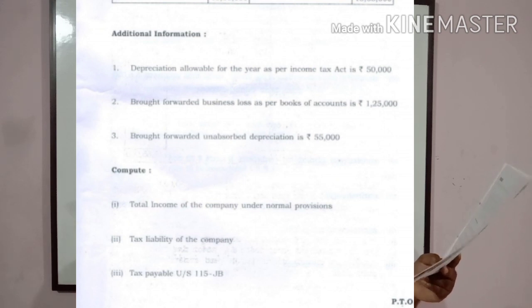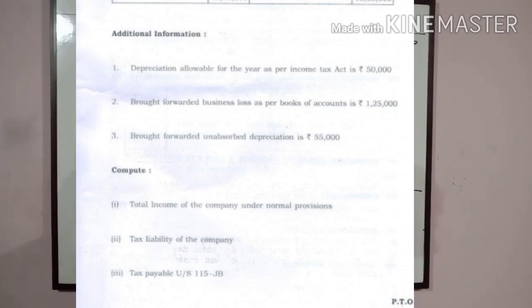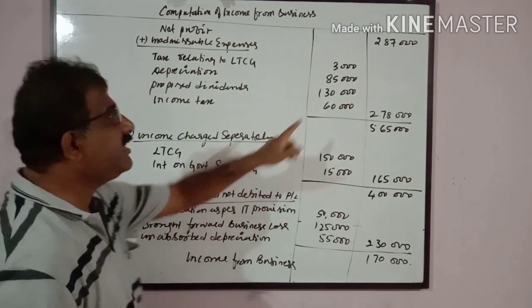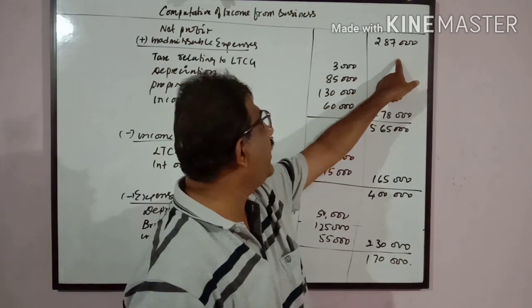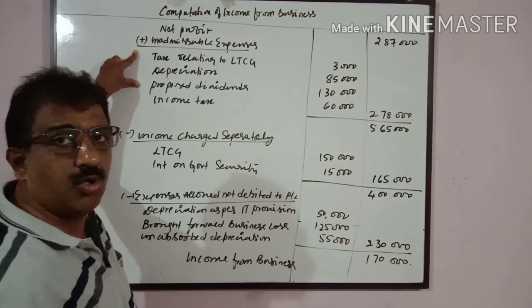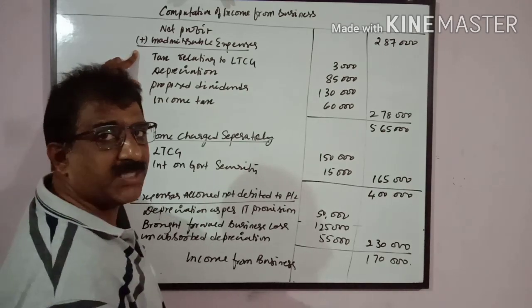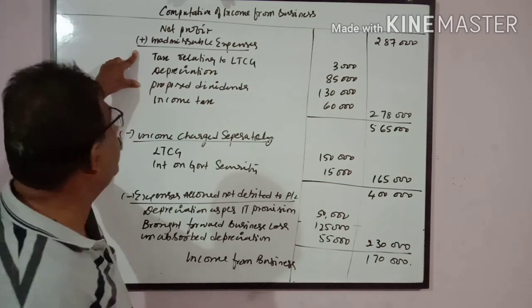First step, calculation of income of the company under normal provisions. Let me work out this particular problem. Now you can see the answer here. First I have taken the net profit of 2,87,000. Add all inadmissible expenses. Just go through the debit side of your profit and loss account, all the expenses which are not related to business.